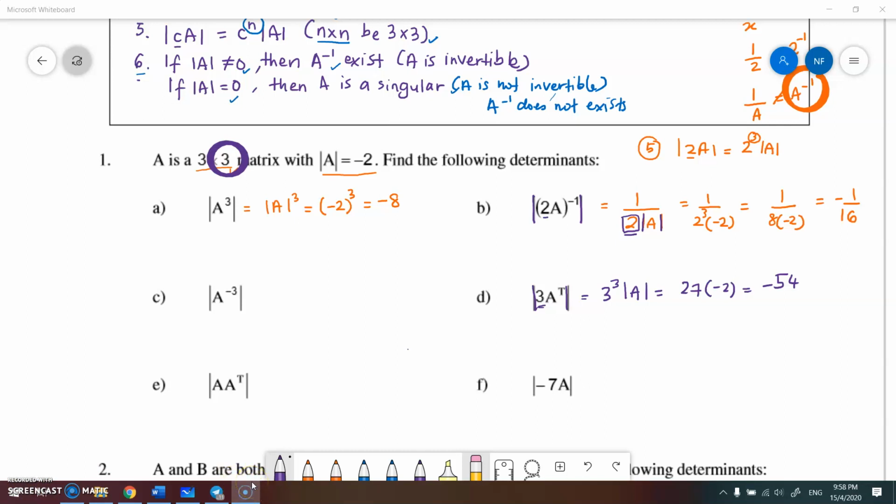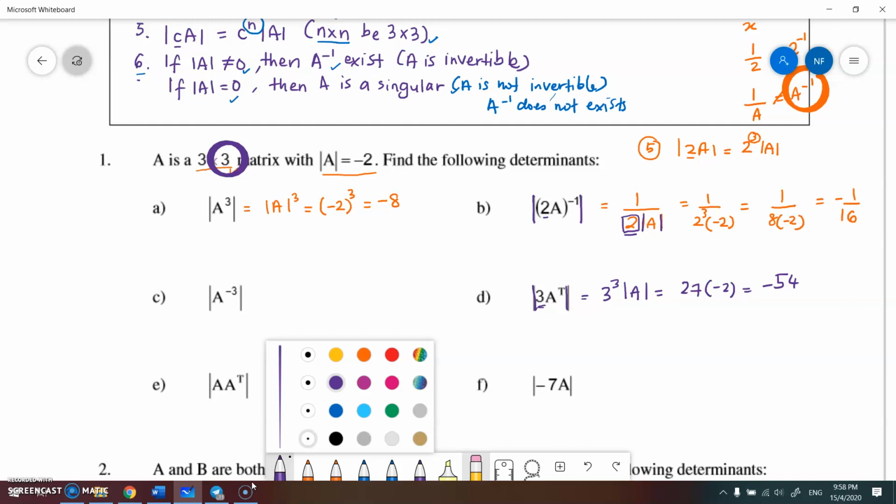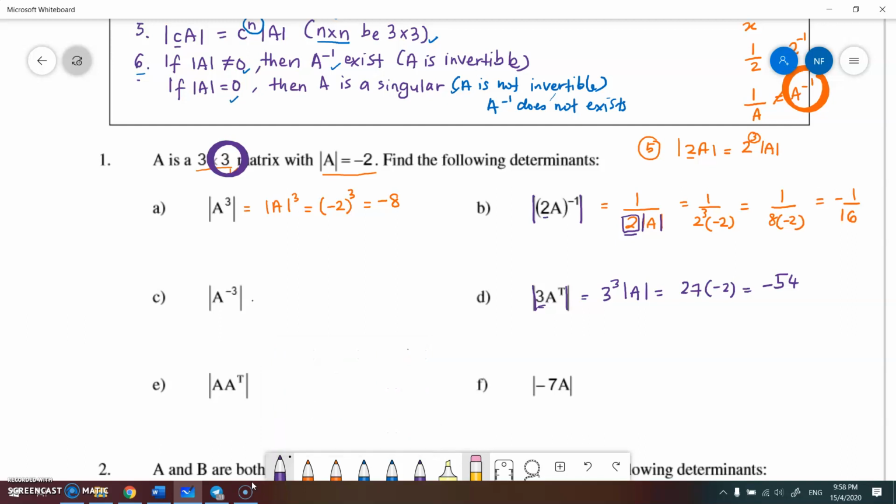Okay, C. For C, A to the power of negative 3, so 1 over the determinant to the power of 3. So 1 over negative 2 to the power of 3, negative 1 over 8. Okay, try to find E and F first.